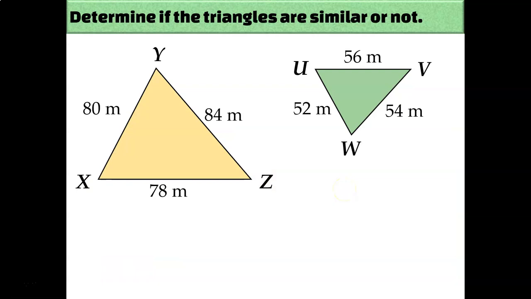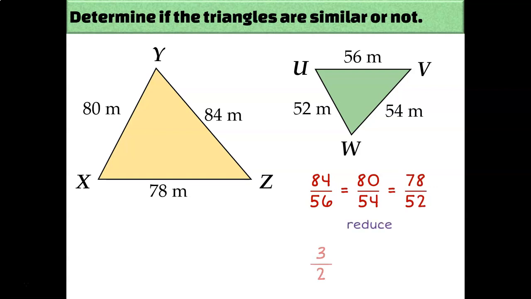Our next pair of triangles, we know all three of their sides, but none of their angles, so that looks like a side-side-side situation to me. So the first thing I need to do is set up a statement of proportionality comparing all of their pairs of corresponding sides. So I'm going to do long side over long side equals medium side over medium side equals short side over short side. And then I'll reduce. I get 3 halves when I reduce 84 over 56, but when I reduce 80 over 54, I don't get 3 halves, I get 40 over 27.